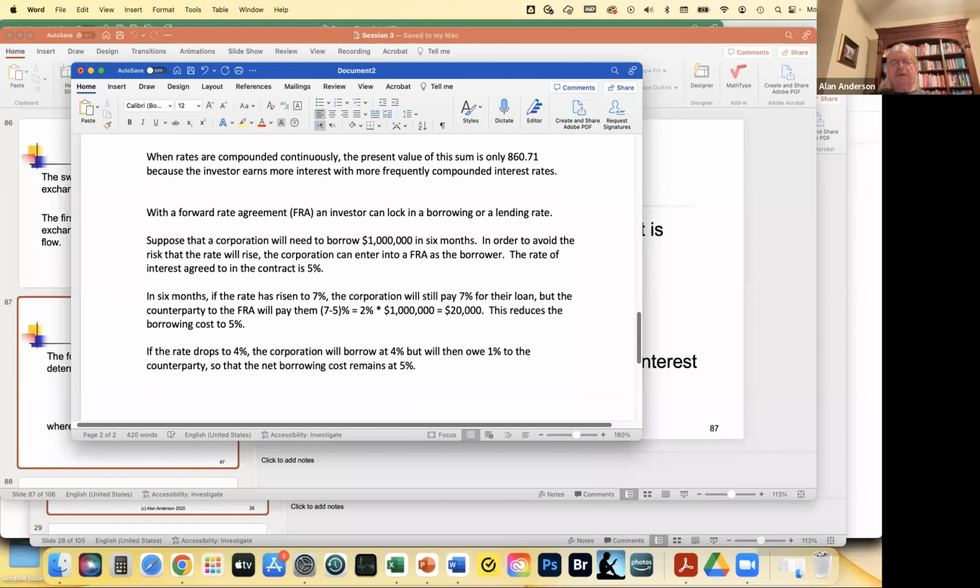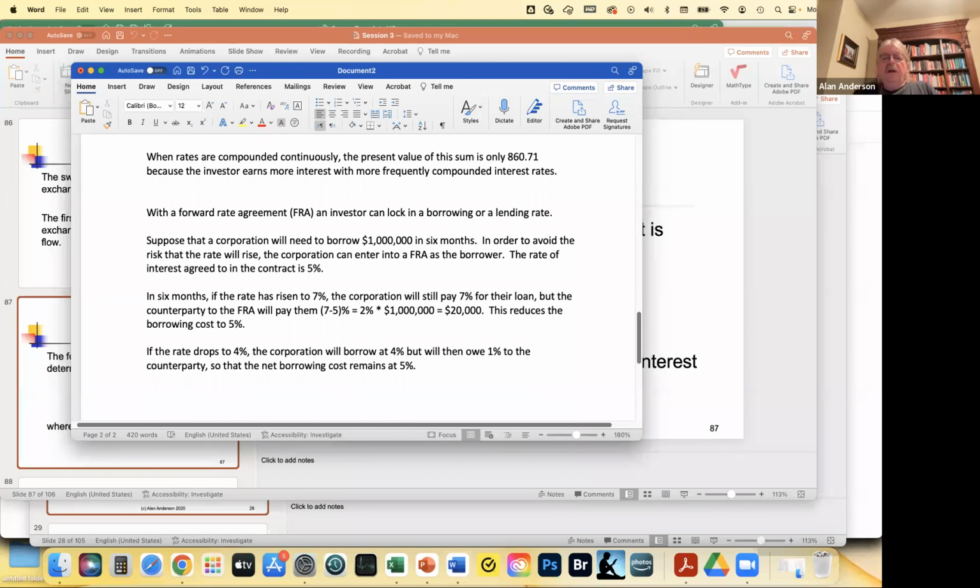So in other words, what they've done is they've locked in a 5% rate regardless of the actual rate of interest. In one case, the rate goes up and they get paid by the counterparty. In the second case, the rate goes down and they have to pay the counterparty. So this way, no matter what happens to the rate of interest, their borrowing costs will be 5%, no more, no less. That's a forward rate agreement.